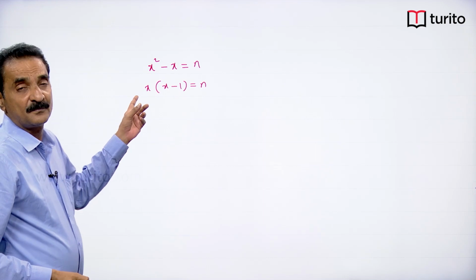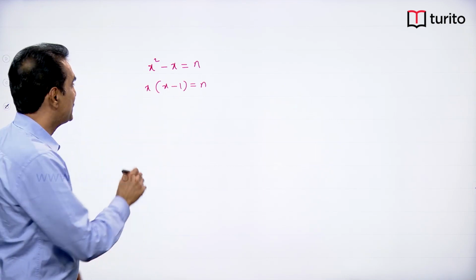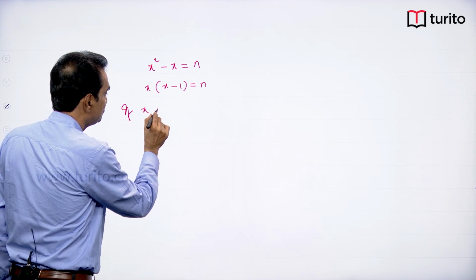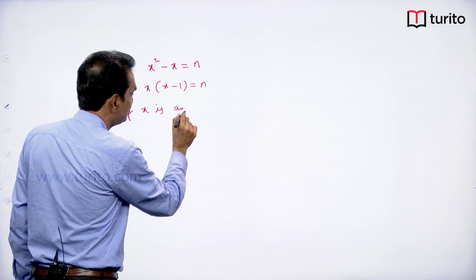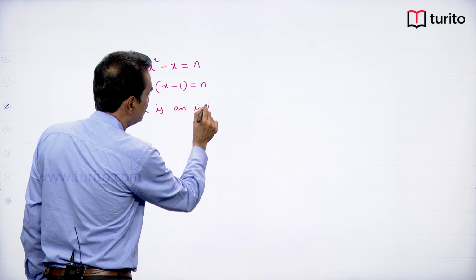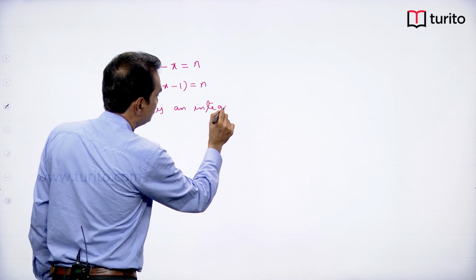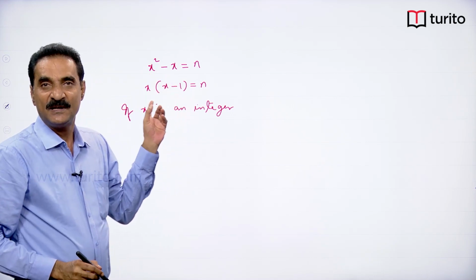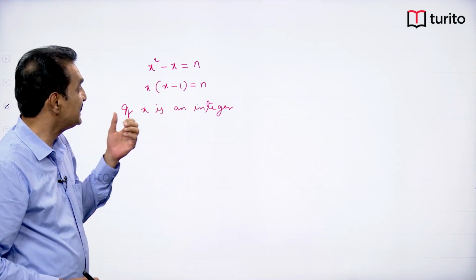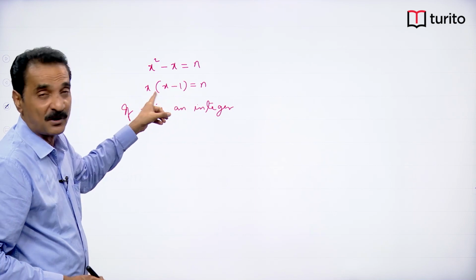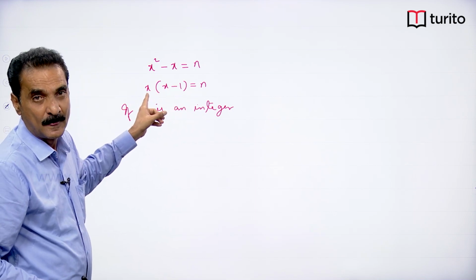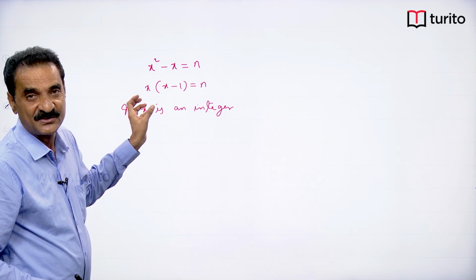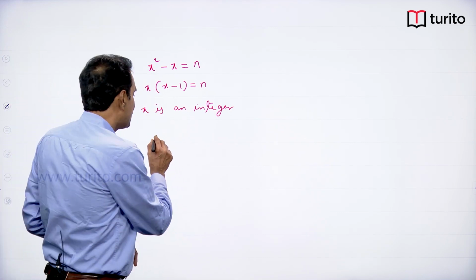Now, since the equation has integral roots, x is an integer. If x is an integer, what happens? N is a product of two consecutive integers. X into x minus 1 is the product of two consecutive integers. So what are the values of n?